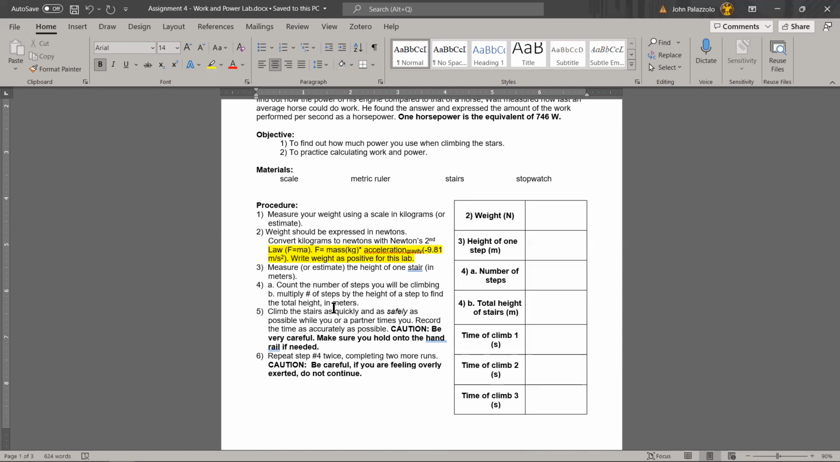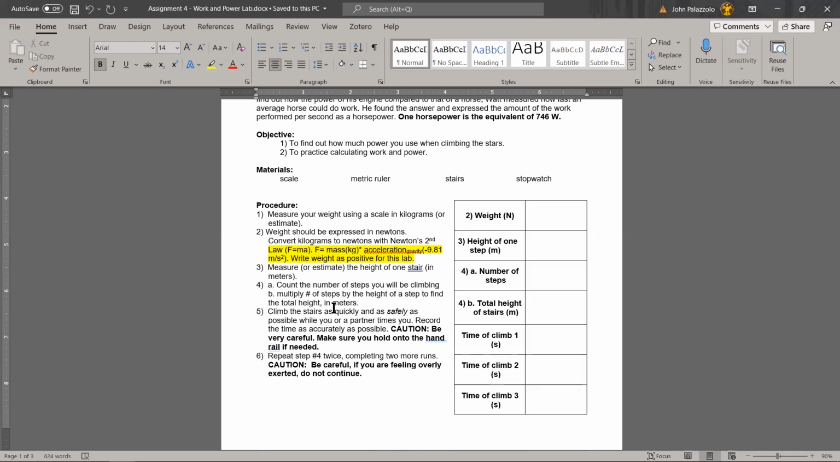Your weight should be expressed in newtons. You're going to take your mass in kilograms that you either calculated or estimated, and multiply it by the acceleration of gravity, which is negative 9.81 meters per second squared. However, for this, especially if we're calculating weight, write your weight as a positive for this lab. It won't really affect any calculations, but a negative weight will give you some funky numbers that might make it harder to understand. Just write it as a positive.